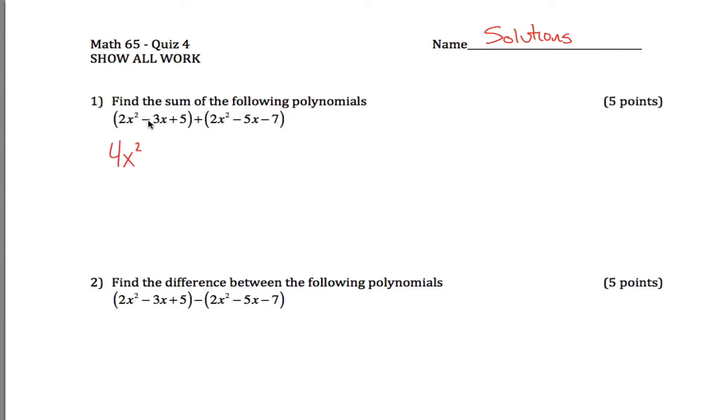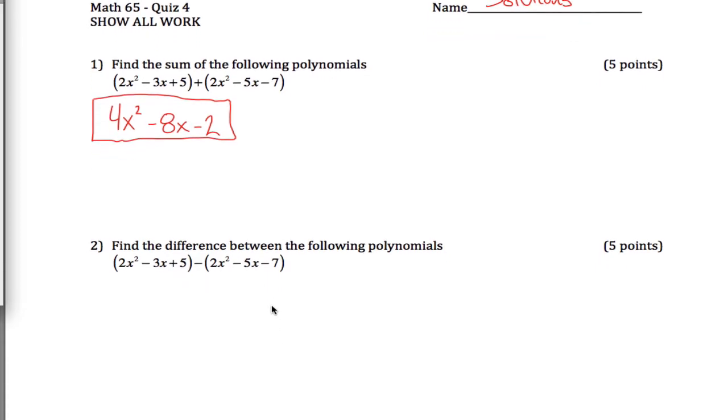If you look for your x terms, you got -3 here and -5 more of them over here. So in total, you have -8 of these x's. And then finally, my constant terms, 5 and -7, nets out to -2. So my answer, the sum of these two polynomials, is this polynomial right here. Easy enough. Next one, things get a little bit more difficult.